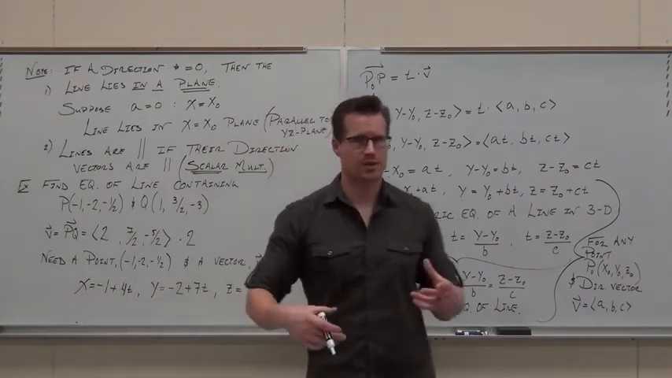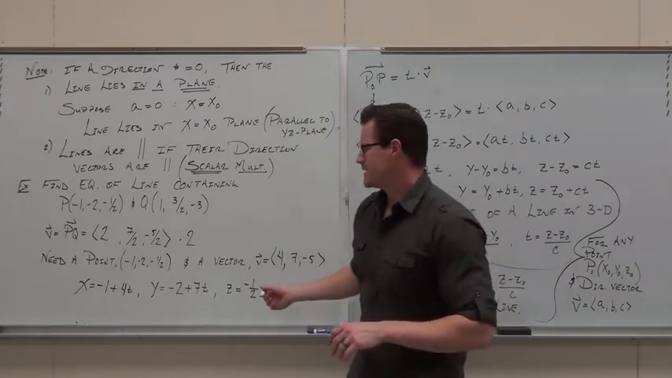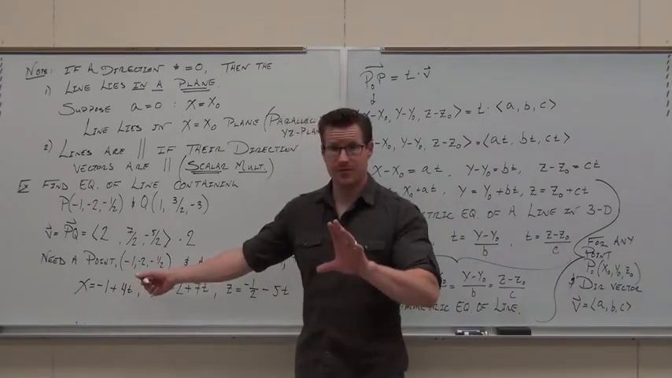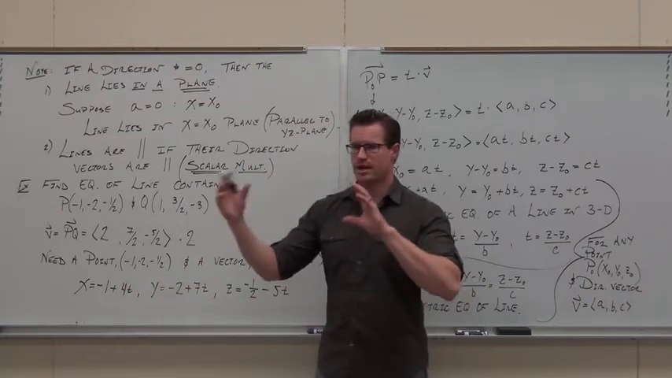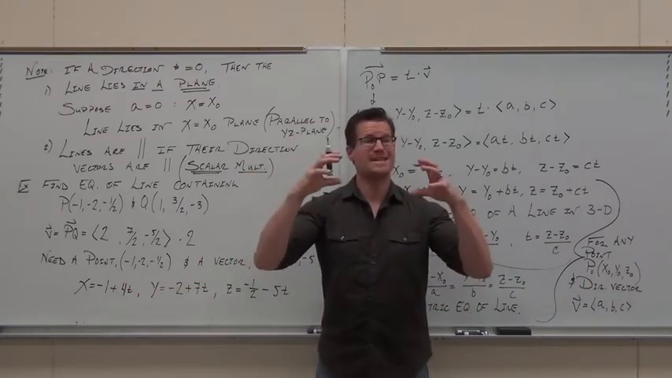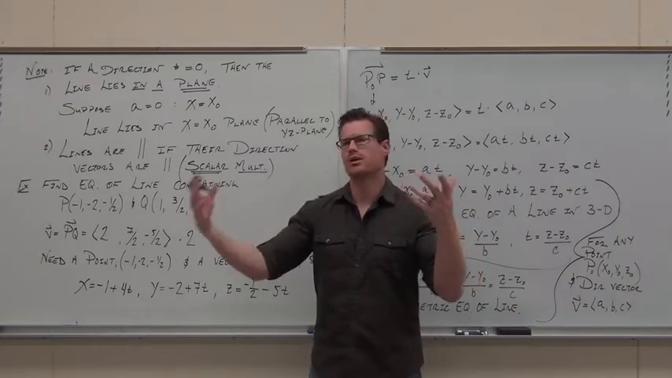That's the parametric equation for a line, and here's what it says. Given any value of t, the same value for all three equations, plug it in, and it'll give you an x-coordinate, a y-coordinate, and a z-coordinate. Put that together, and you have yourself a point. That's how parametric equations work.